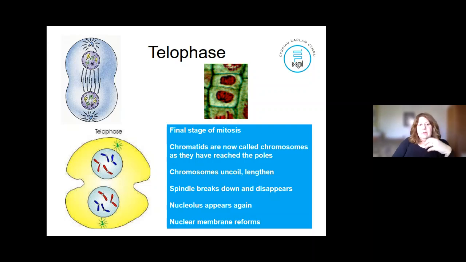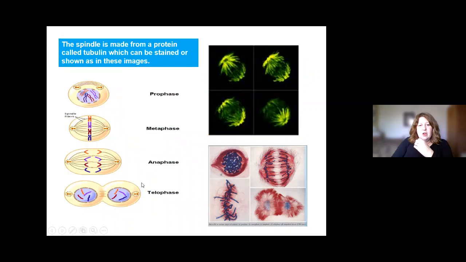So we've now made 2 parts to the cell, in actual fact, which are now genetically identical. And of course, you can begin to see something happening in this image here, where the cell seems to be sort of pinching in a little bit. And that is something known as cytokinesis, which I will come to.